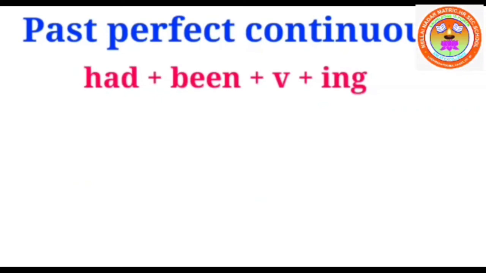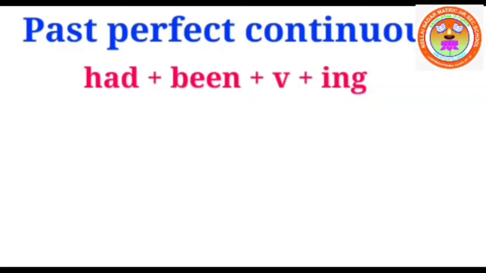Then the past perfect continuous tense. For continuous, we have to use the ing verb form. For perfect, we have to use been. For past, we have to use had. So had plus been plus verb plus ing. Had will denote past, been will denote perfect, and verb plus ing will denote continuous. So we can easily get the past perfect continuous.